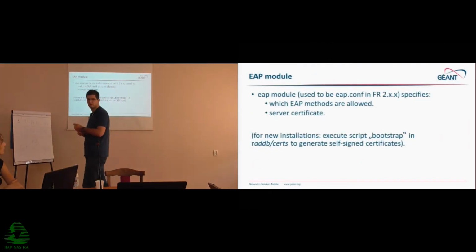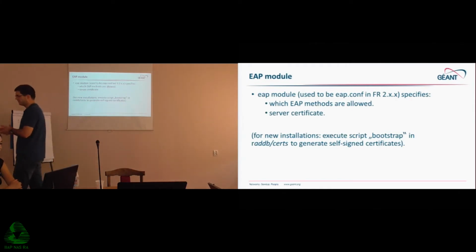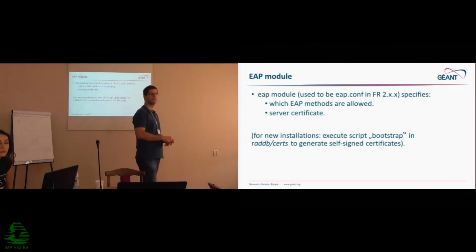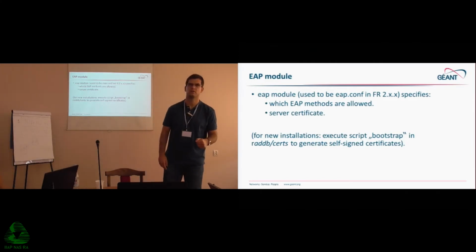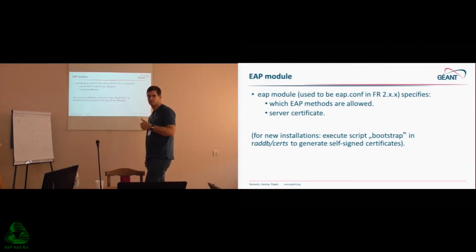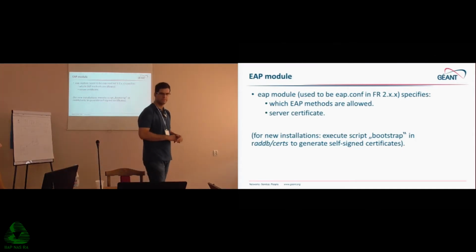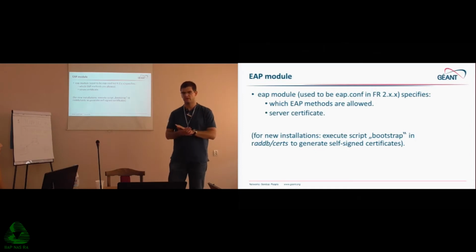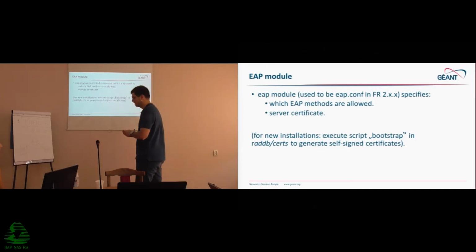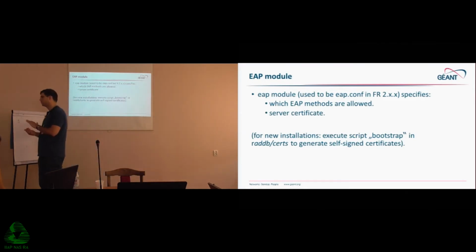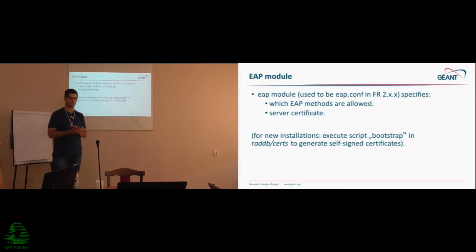Now we'll go to the EAP module. The EAP module was previously, in previous versions of FreeRADIUS, referenced as eap.conf, which has now changed and it has been moved to mods-available. I'm telling this if someone already used to configure a FreeRADIUS server prior to version 3.0, for example, 1.5. And this module defines which EAP methods are allowed. For example, you can define EAP-TTLS, PEAP, MSCHAP, EAP-TLS, and so on.